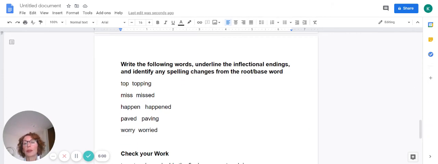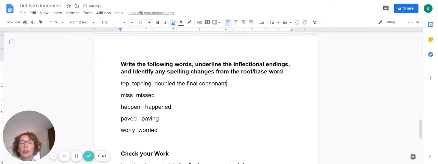Okay, it is your turn. I want you to write the following words, underline the inflectional endings, and identify any spelling changes from the root or base word. I highly recommend, I'll do the first one with you. So our root or base word is top. Okay, we identify that as a root or base. Then we have topping. I am going to underline the inflectional ending, ing, and I'm going to take a close look. Did the spelling of the root or base word change? Yes, it did. So I doubled the final consonant.